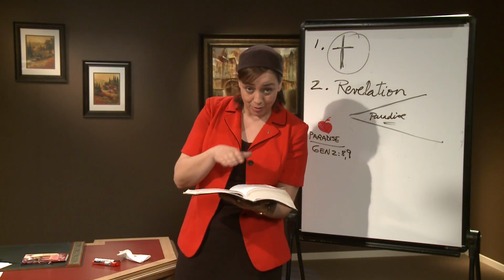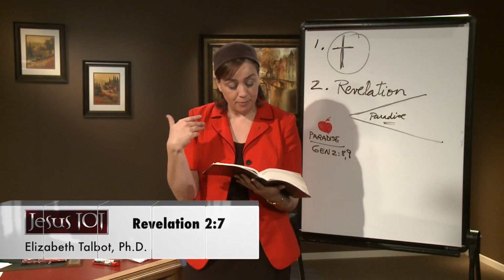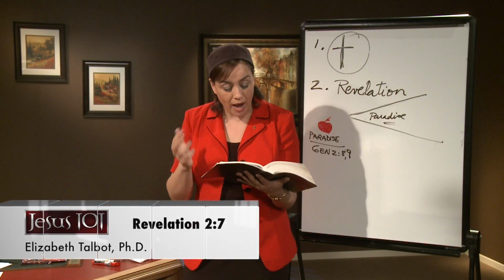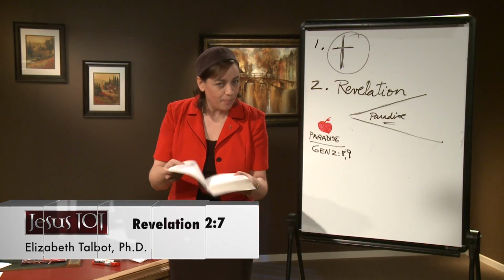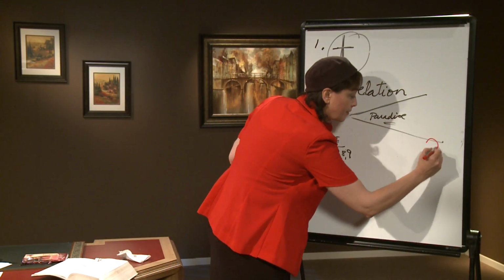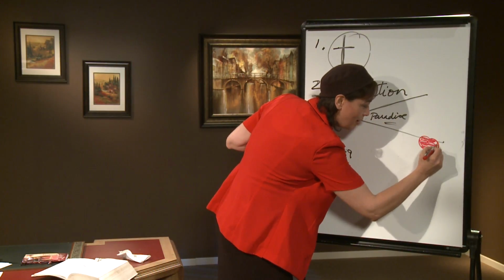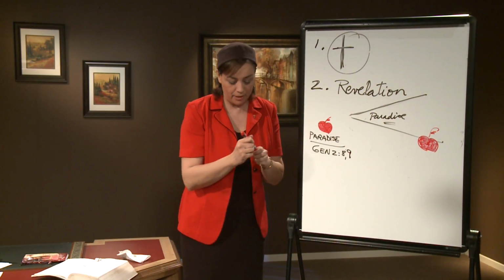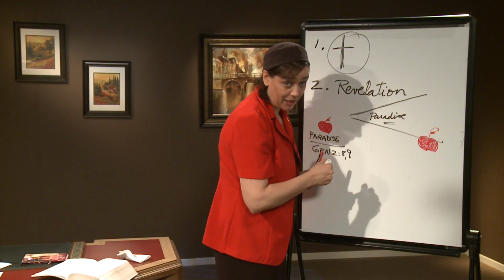Now at the end of the Bible, chapter 2, for example, verse 7. He who has an ear, let him hear what the Spirit says to the churches. To him who overcomes, I will grant to eat of the tree of life, which is in the paradise, same word, paradisos, of God. So when we are in Revelation, we are again eating of the tree of life. We are again in paradise. But how did that happen? If we did not have access here, how can we have access again at the end?